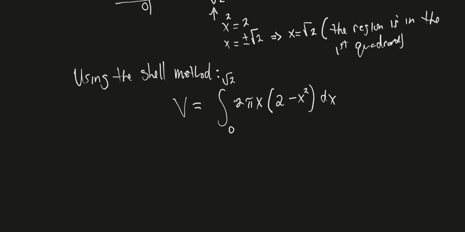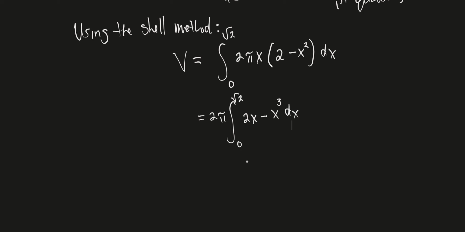Well, let's go ahead and evaluate. The 2 pi, that constant multiple, we can take out of the definite integral. Then we go from 0 to the square root of 2. Let's distribute the x, so we will have 2x minus x cubed dx, and then I can use my power rule. So we got the 2 pi, and when we take our antiderivative, we end up with x squared minus 1/4 x to the 4th, and this goes from 0 to the square root of 2.